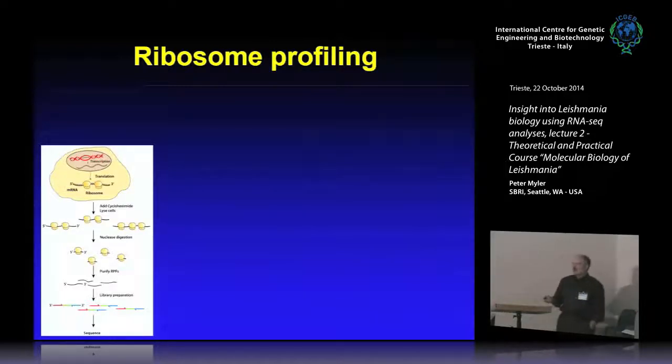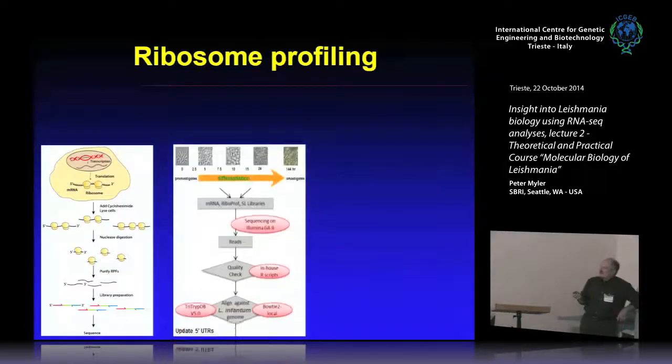You then make an RNA sequencing library from that, and you use a god-awful procedure that takes a lot of work that has no bias involved in it, or at least as little bias as you can. Whether that's important or not is not clear to me, but we did it anyway. You then make what is called a ribosome profiling library.